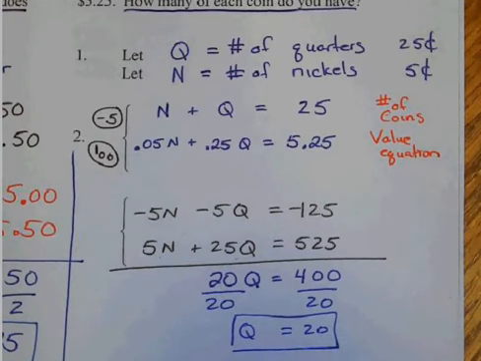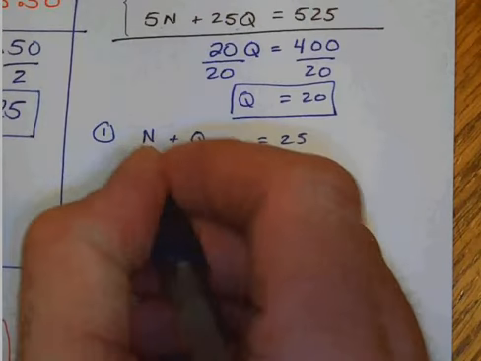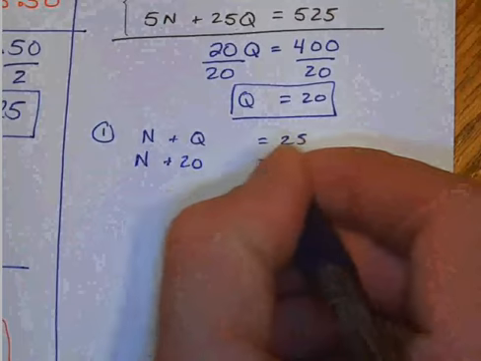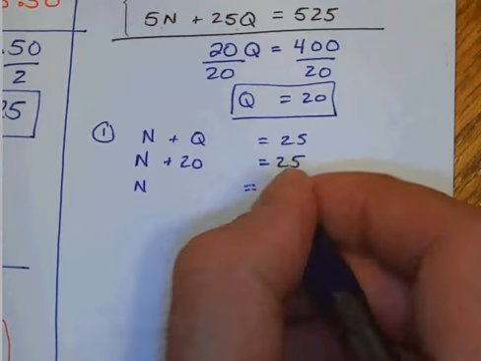We now go back to our equation, equation 1. N plus Q equals 25. And we're going to put in our value of Q of 20 and solve for N. We subtract 20 from both sides and N equals 5.